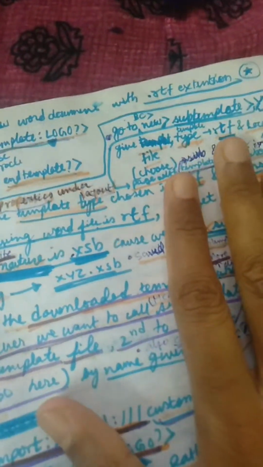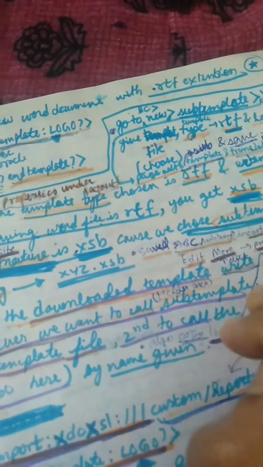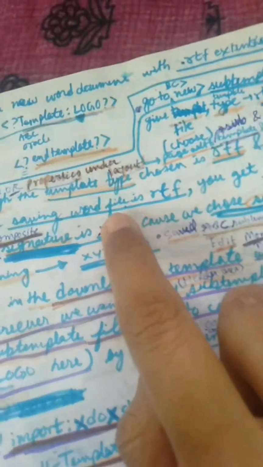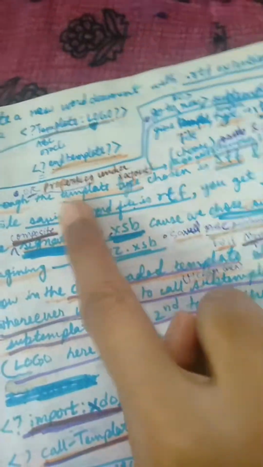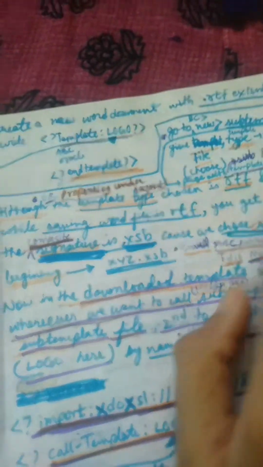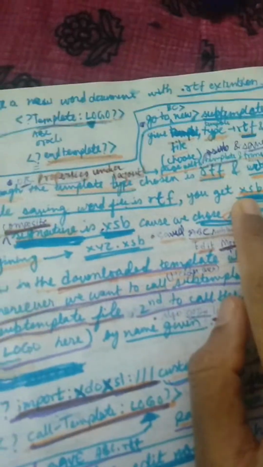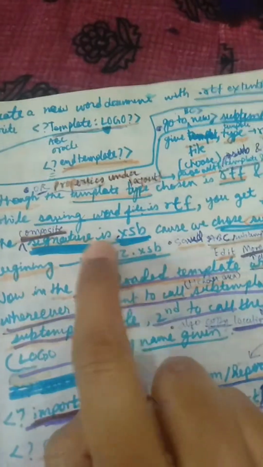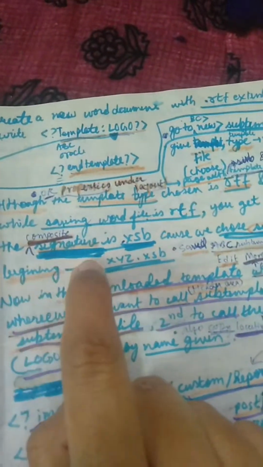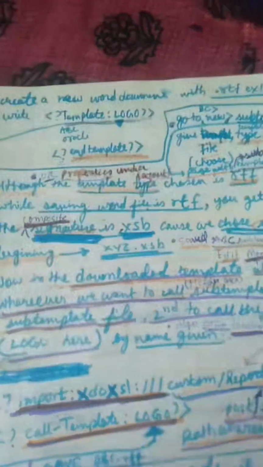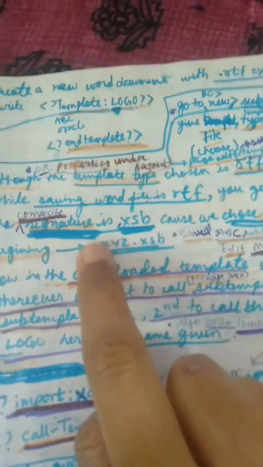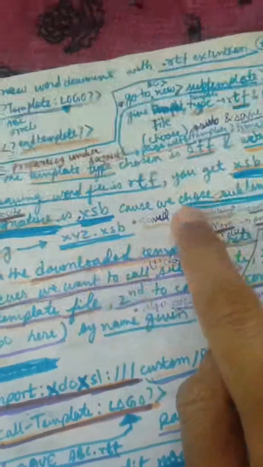So where can I see that? I'll show you. That's what is written here. Although the template type is RTF, and the word file is RTF, we still get an .xsb format. This format is the composite signature. So the composite signature for this subtemplate is .xsb.